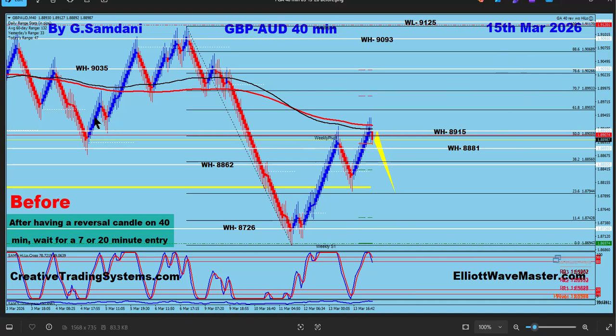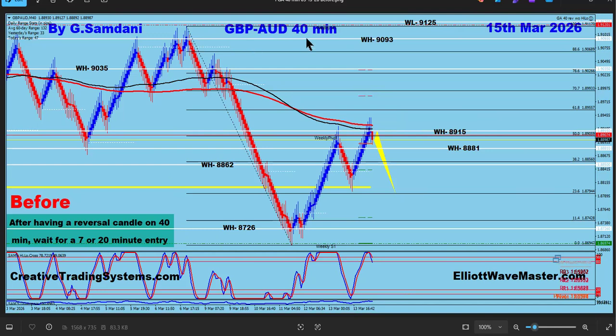So let's get started. Yesterday I did the webinar and I showed a few setups in that, alongside the recap of the whole weekly, monthly charts of everything. One of those setups was Pound Aussie. My setups are from the 40-minute chart, and then I take the entries from either the 7-minute and/or 20-minute.